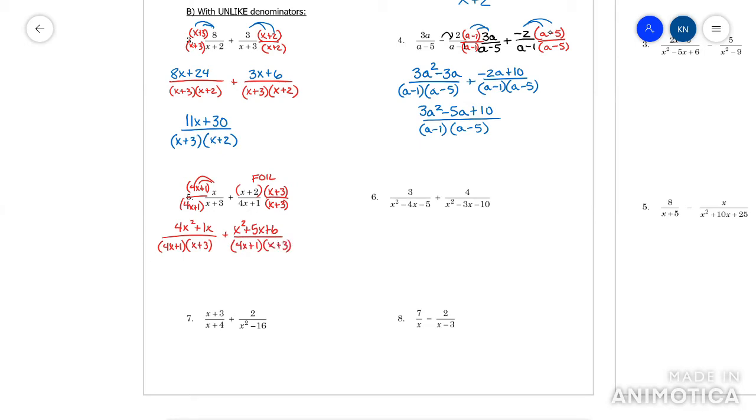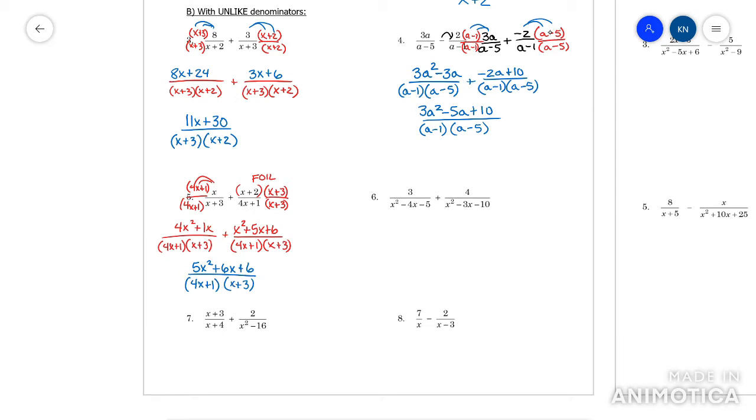Now that my denominators are the same, I can combine these numerators. So I can get 5x squared plus 6x plus 6 over my common denominator. Like that.